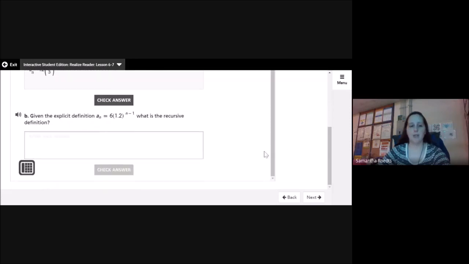All right. B, given the explicit definition, what's the recursive definition? So my recursive definition equals 6 when n equals 1, and then 1.2 times a sub n minus 1 when n is greater than 1.